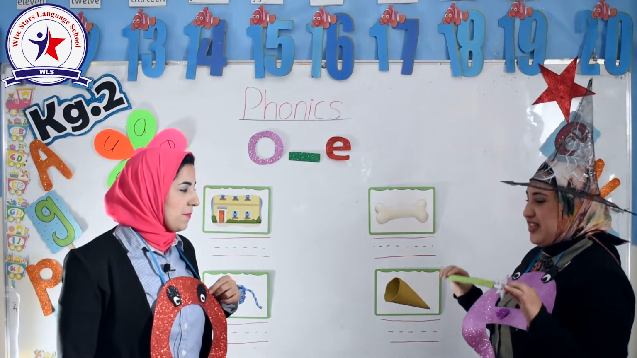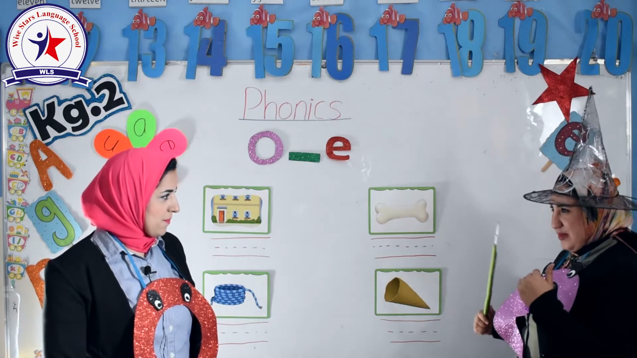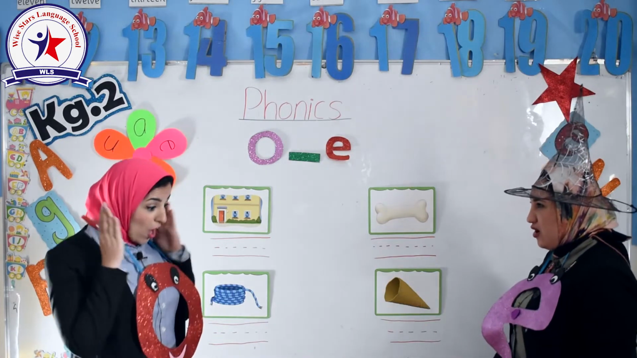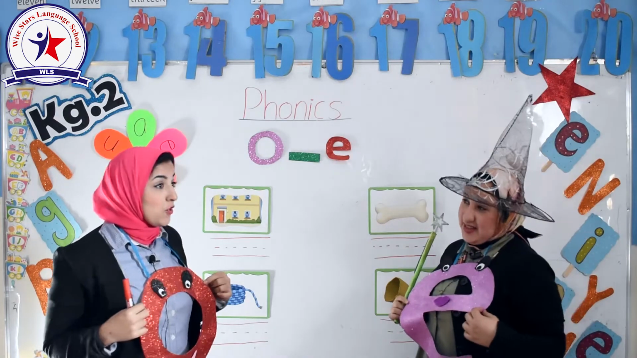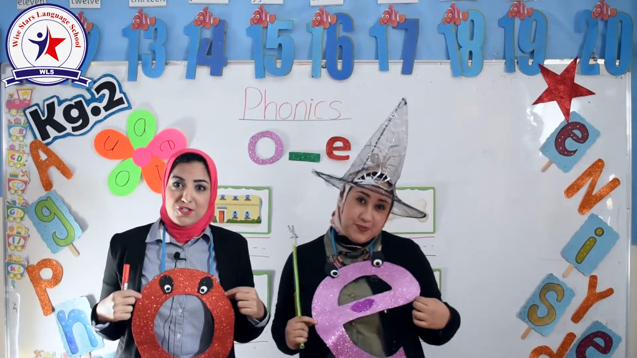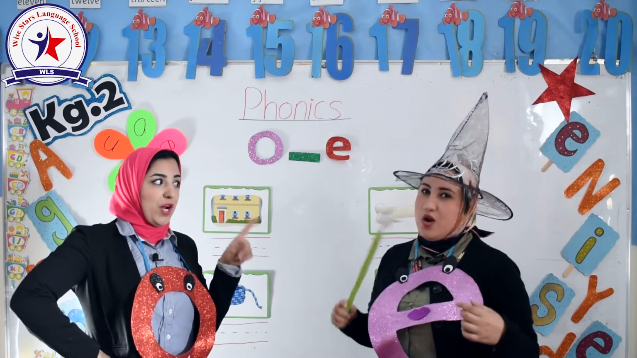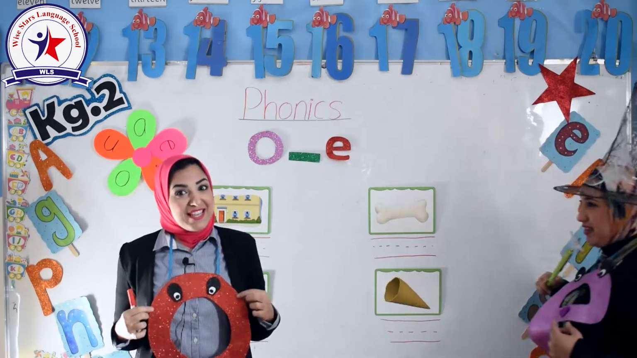Yes. I have learned a tricky thing yesterday. What is it? Listen and look at me. Abracadabra. Change you to the long sound. You change my sound. Yes. You make me say the long sound of letter O. Okay, but you have to be silent at the end of the word. I'm going to be silent at the end. Okay, and I will say the long sound.